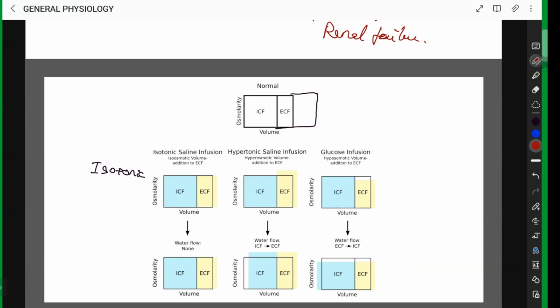Today I have completed the first part of your general physiology. Tomorrow I will deal with the second part of your general physiology and we will move towards hematology.